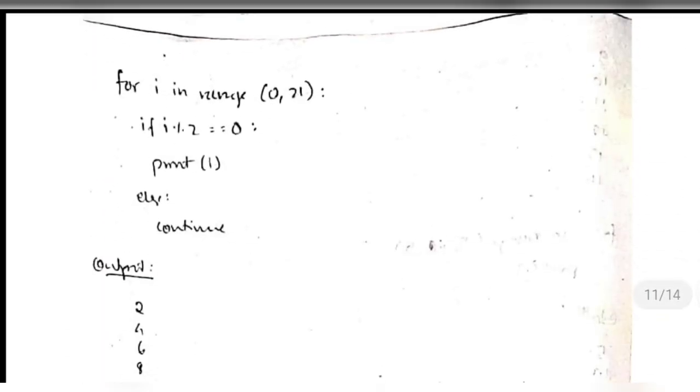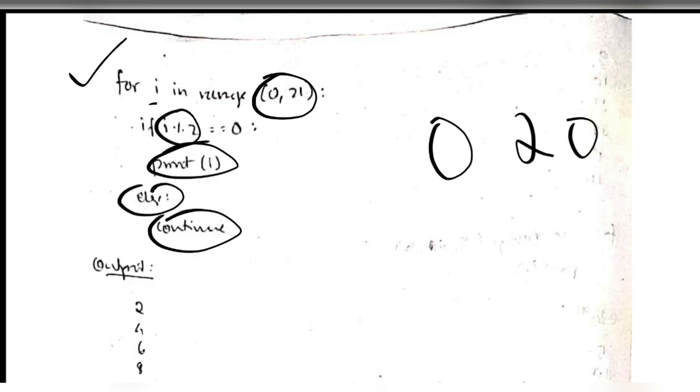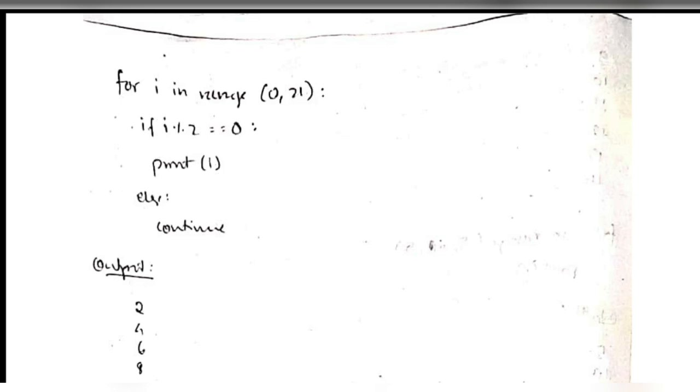And coming to continue, for example, for i in range 0 to 21, that means i will iterate from 0 to 20. It will check each time if i is an even number, then print i, else continue. Continue means skip that iteration. If i is an even number, 0 is an even number, so 0 will also be printed here. I forgot to write it here, but 0 will be printed.